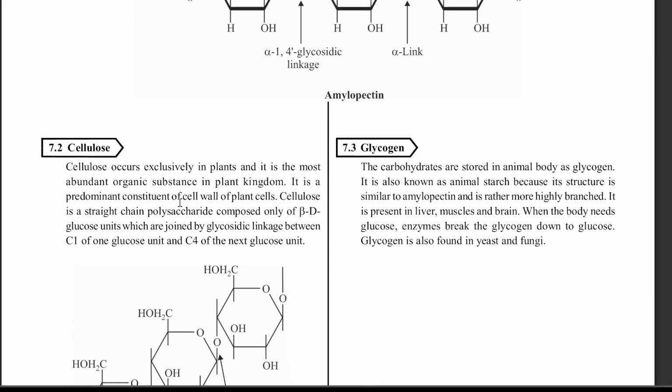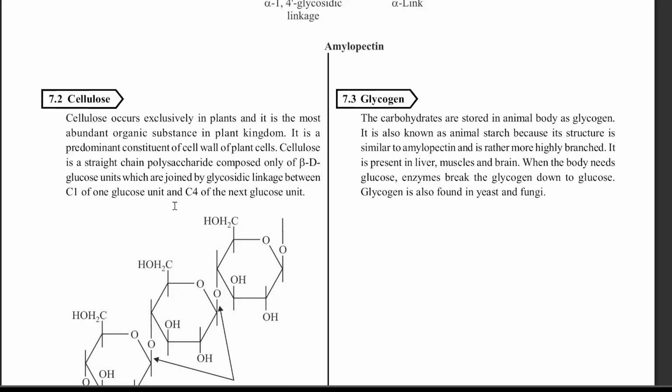Now cellulose. Cellulose occurs in plants in excess and is one of the most abundant organic substances on our earth. It is predominantly present in the cell wall of different plant cells. The structure is not important for you. It is formed by beta D glucose units linked through C1 and C4 carbons.